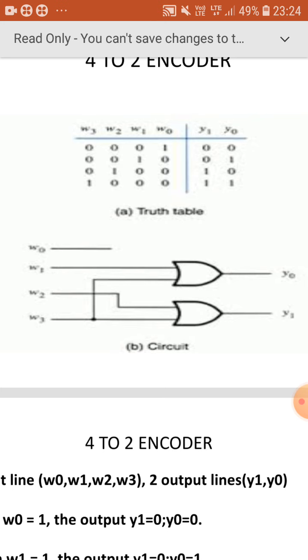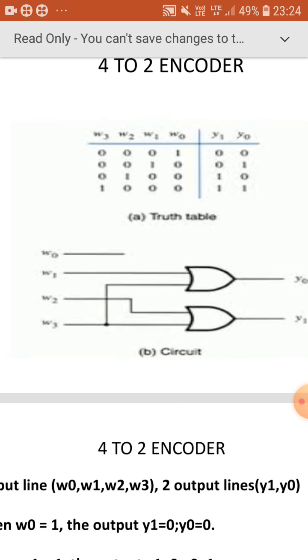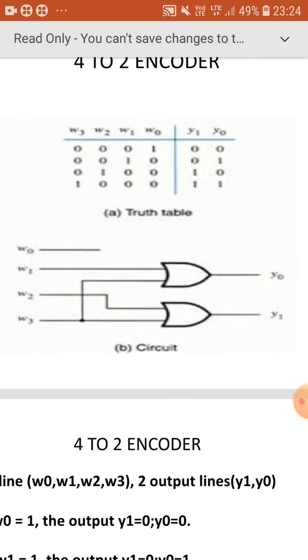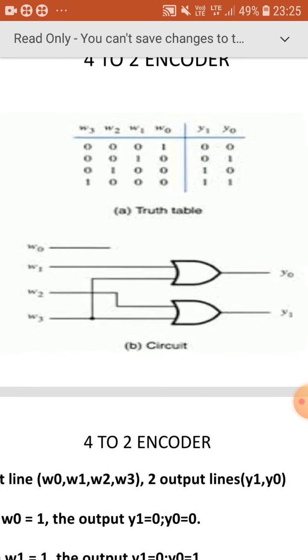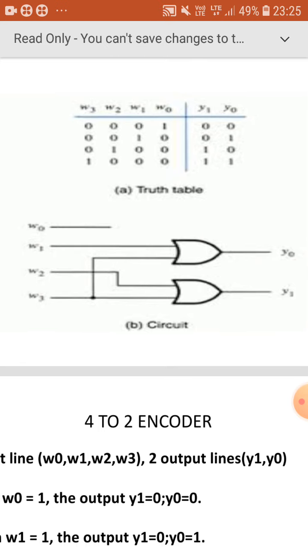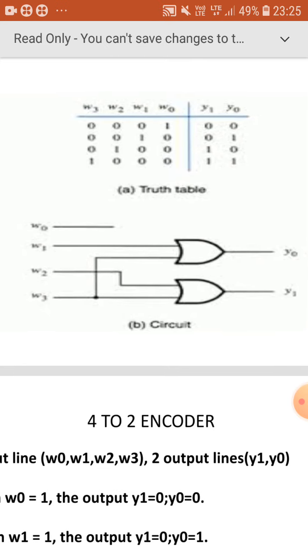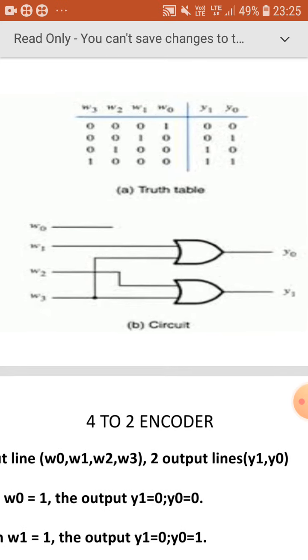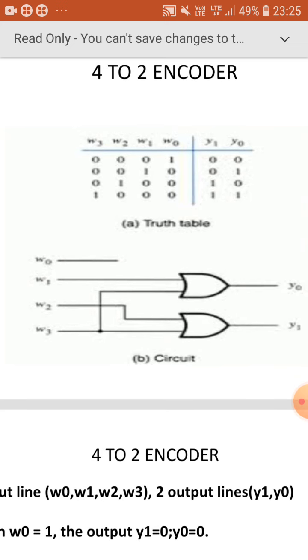So now first I am applying W0 is equal to 1. W3 is equal to 0, W2 is equal to 0, W1 is equal to 0. So you will get Y0 is equal to 0, Y1 is also 0. So if W0 is equal to 1, Y1 is equal to 0, Y0 is equal to 0.